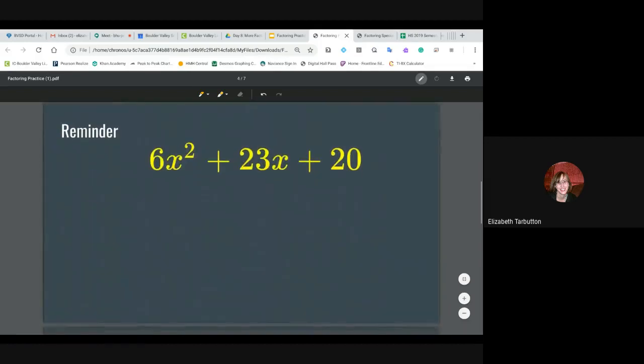So just as a reminder, we can factor. When we're factoring, we make our diamond problem and we make our area model. Our first term goes here. Our last term goes here. Here we multiply 6x squared times 20 gives us 120x squared. And down here we're putting our 23x, which is our middle term. So what we're trying to do is find things that multiply to 120 and add to 23.